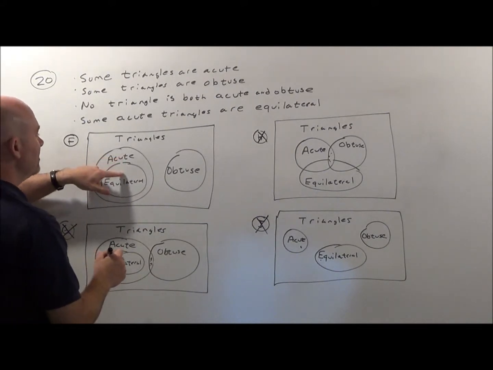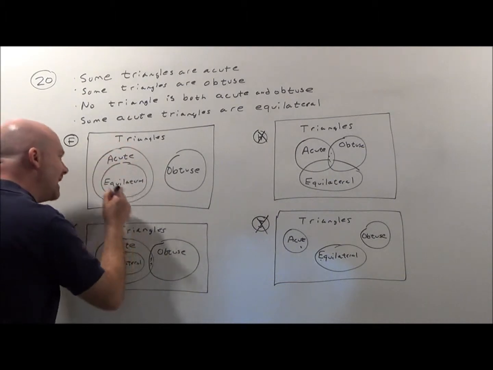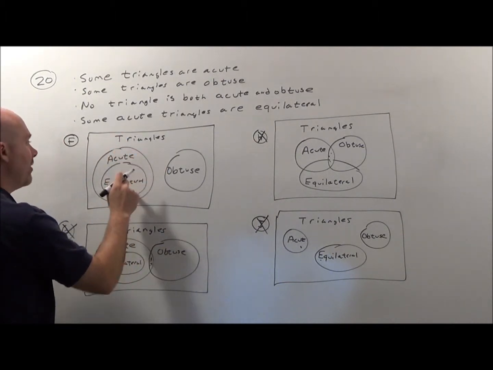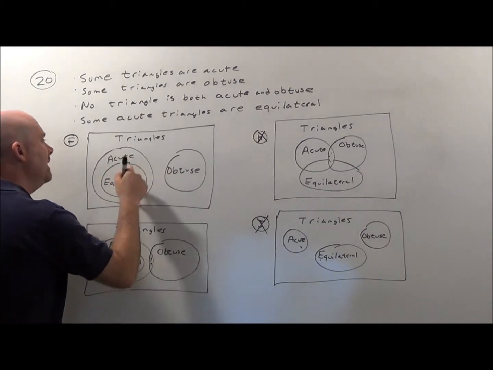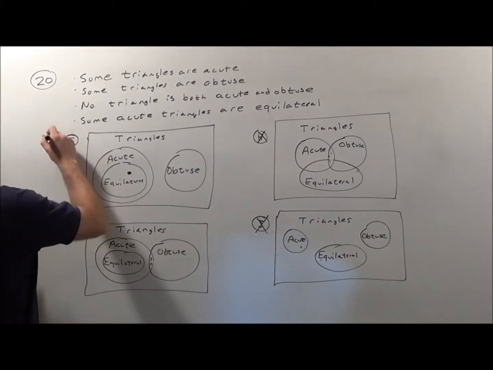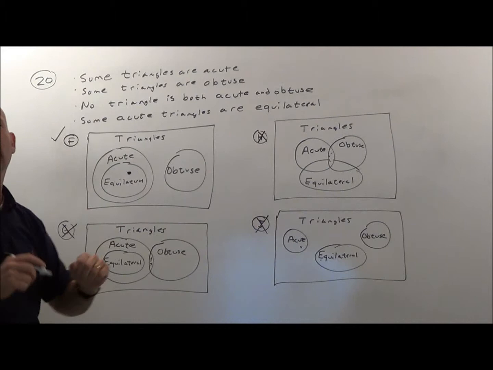Here's acute, here's equilateral. Actually, every equilateral triangle is within the category of being acute. So there are some acute triangles that are inside here. This guy right here is an acute triangle that is also equilateral. F is going to be my choice that meets all 4 of those criteria.